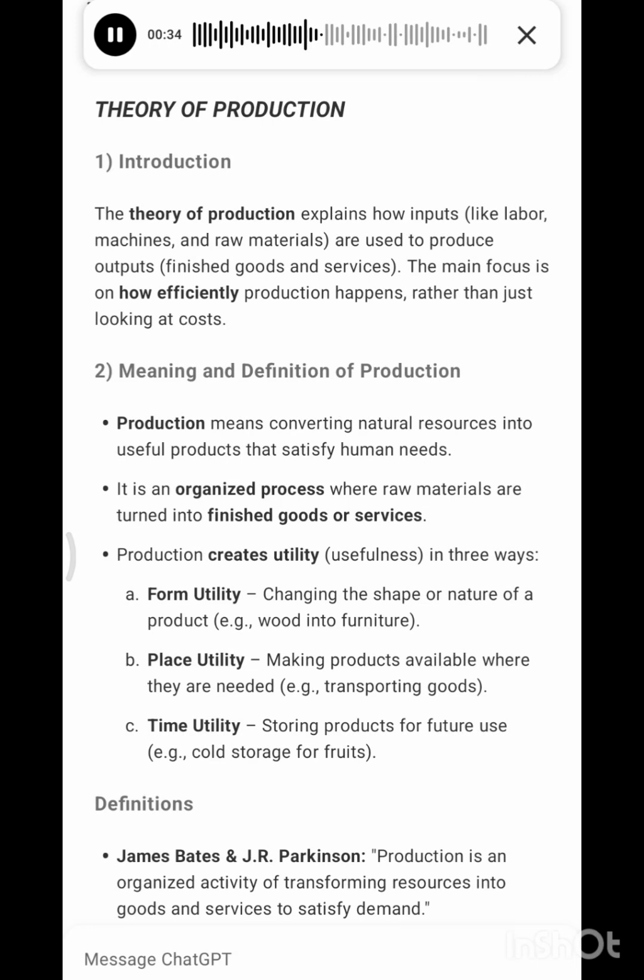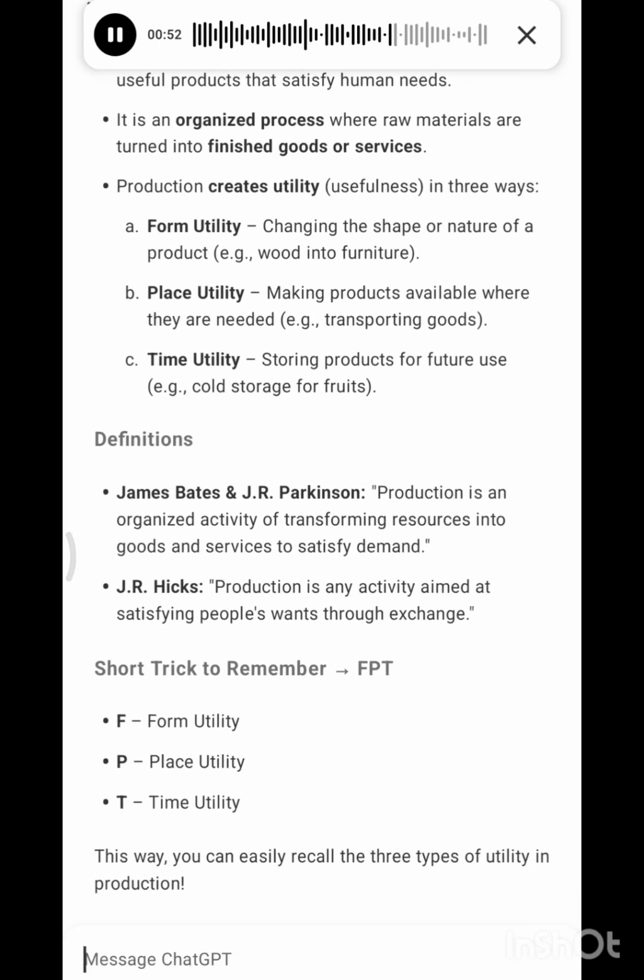1. Form utility, changing the shape or nature of a product, e.g. wood into furniture. 2. Place utility, making products available where they are needed, e.g. transporting goods. 3. Time utility, storing products for future use, e.g. cold storage for fruits. Definitions: James Bates and J.R.